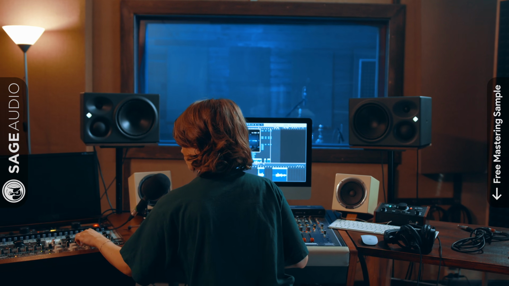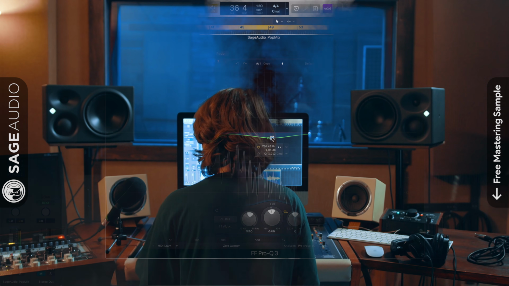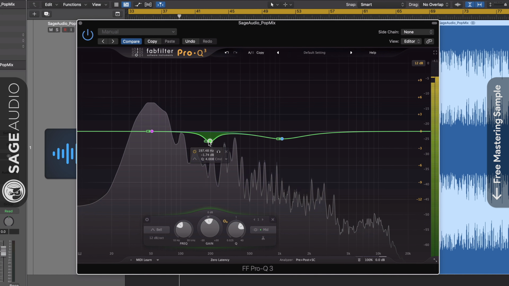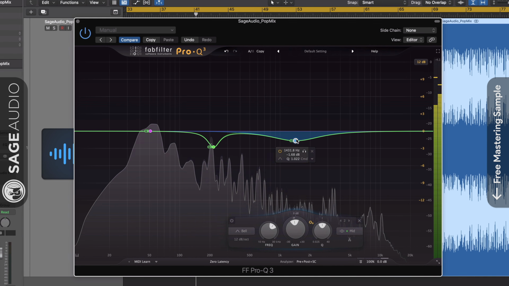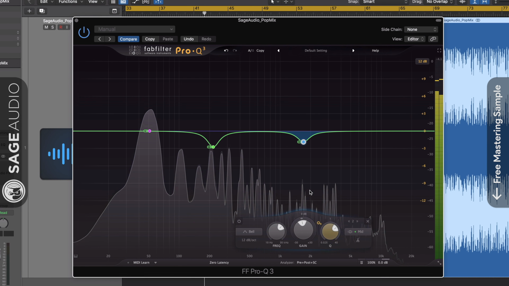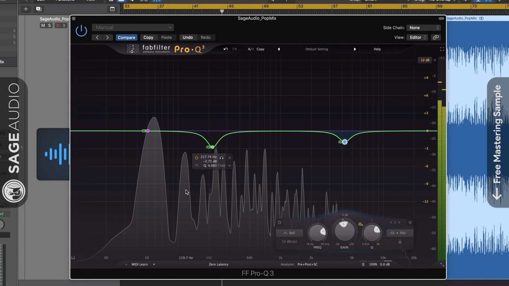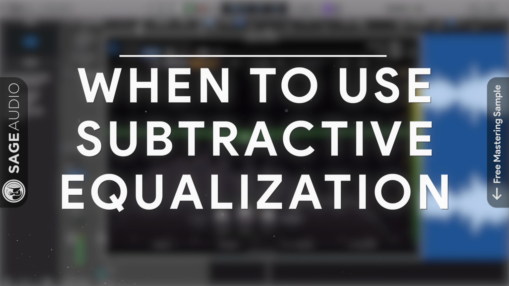Subtractive equalization is incredibly simple in theory, but in execution, it can be a little more complicated. Subtractive equalization is the use of an equalizer as a means to attenuate various aspects of the frequency response. In other words, you use an equalizer and you cut out the frequencies that don't sound good. But choosing these frequencies, how to attenuate them, and when to attenuate them can be the tricky part. With that in mind, let's answer the question, when should we use subtractive equalization during a mastering session?